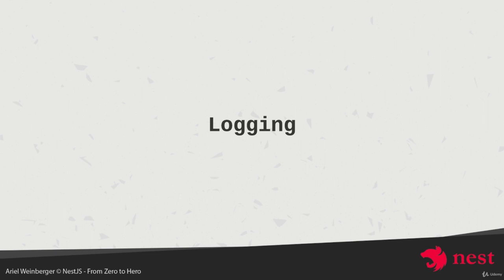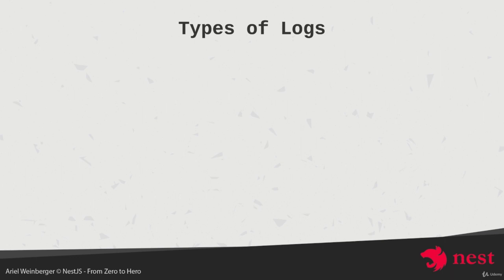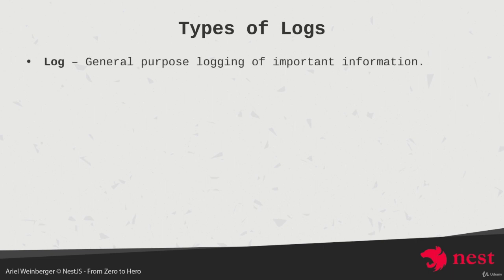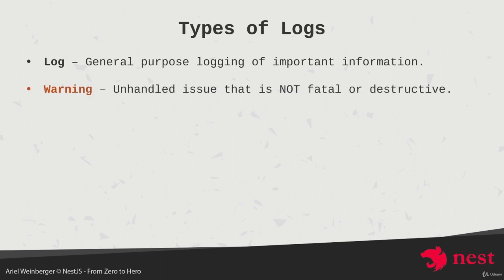So we could apply logs at different levels before, during, and after certain operations, and this is going to help us get context. There are different types of logs, and these types can be useful for different situations. The first type is the log type, and this is used for general purpose logging of important information. For example, the application started on port 3000. The next type would be warning, and this is useful for unhandled issues that are not fatal or destructive. So, for example, when we manage to save a task in the database, but only after 2 attempts.